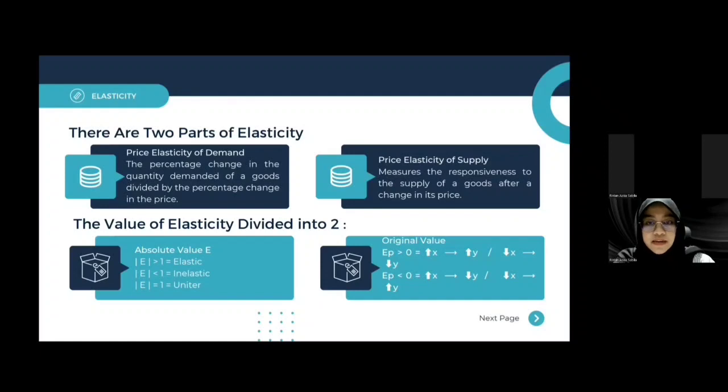The second one is the original value. When EP is greater than 1, it means positive. The addition of delta x causes an increase in the value of y, and if x decreases, y also decreases. When EP is smaller than 1, it means negative. An increase in x causes a decrease in y, and a decrease in x causes an increase in y.